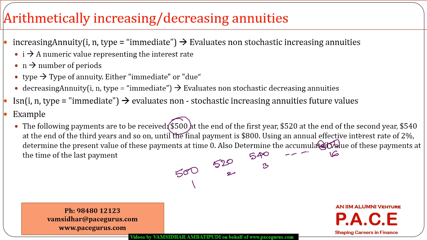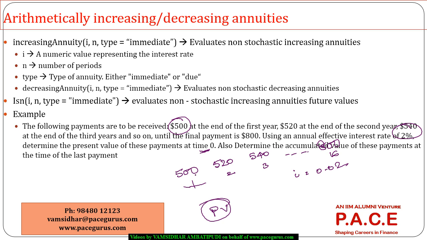Use an annual effective interest rate of 2%, 0.02. Determine the present value of these payments at time 0. I want to find the present value of these payments. So this is where I see that this is an increasing annuity. I am looking at this as an increasing annuity.